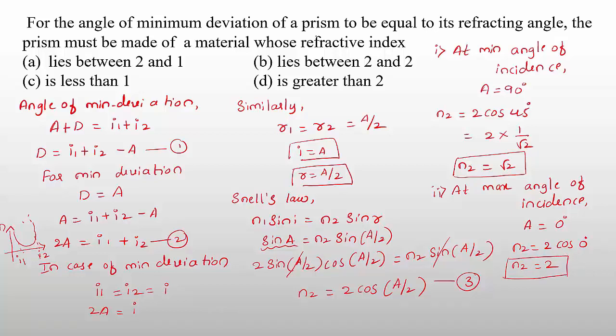Remember, for minimum angle of incidence the refractive index is root 2, and for maximum it is 2. That means it lies between root 2 and 2. So that is option B. So this will be root 2 and 2.